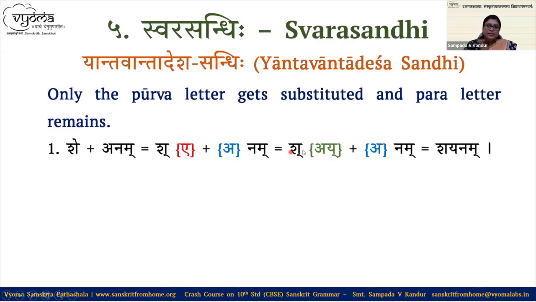Now this I is added to Sh. So Sha plus A becomes complete. Purna Sha. Then Ya is half. Then this half Svara is added, whatever Svara you have in the Uttarapada. So Ya plus A is Ya. Then Nam as it is. Shayanam. She plus Anam is equal to Shayanam. Okay. Let's see other examples.